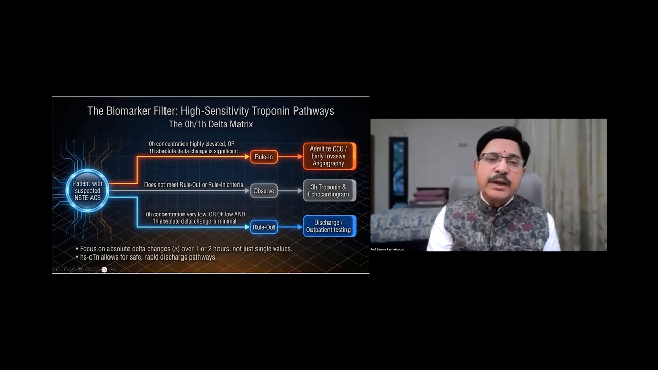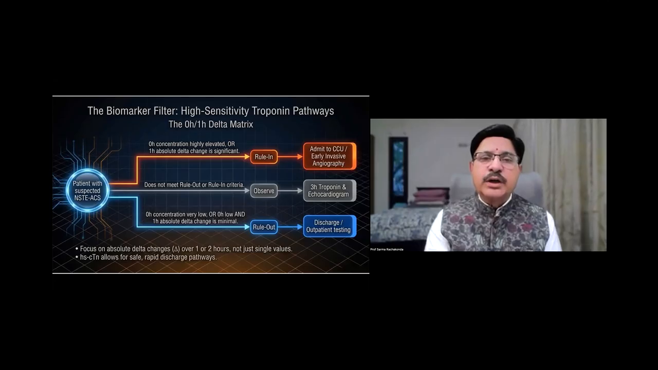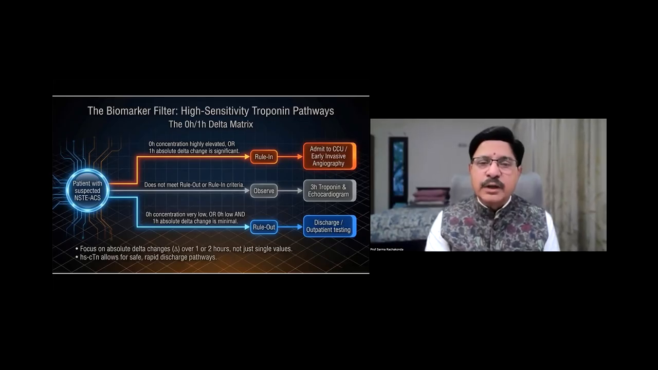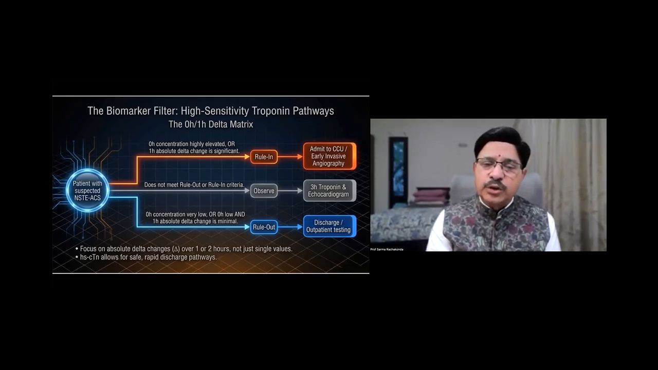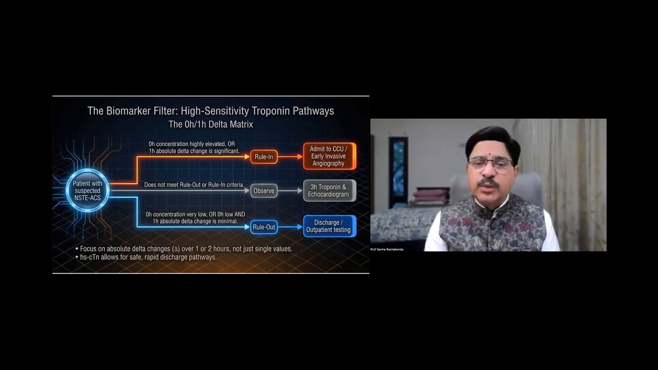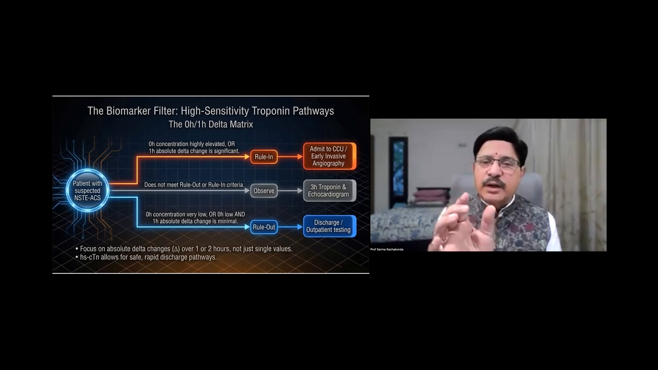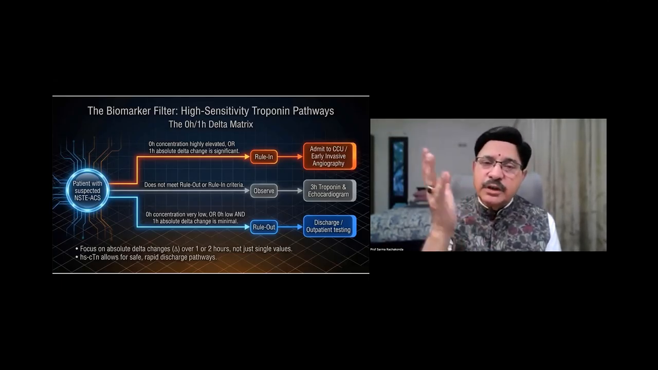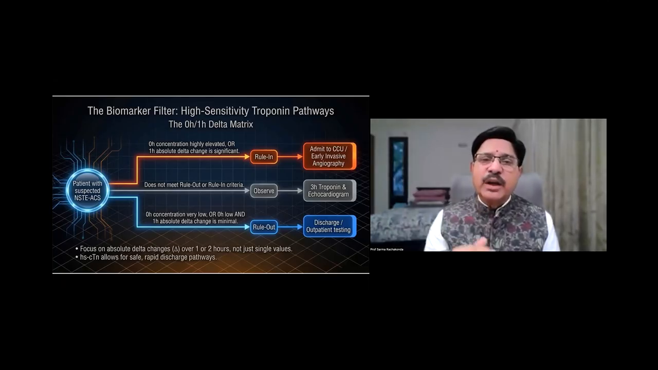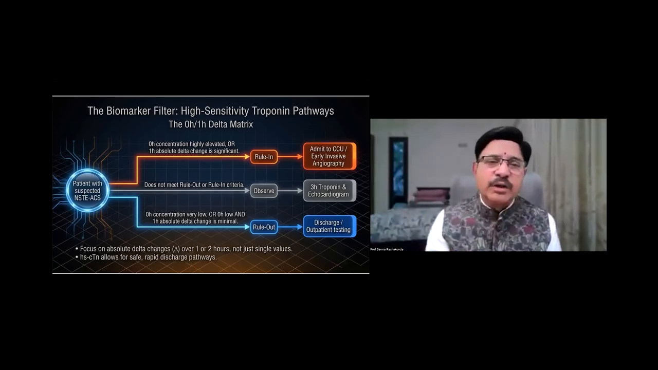Now there are 3 branches. First, 0 hour concentration very high or a significant absolute delta change. What is delta? Delta is the difference between the 0 and the 1, or 1 and the 2, or 2 and the 3. Delta means difference. Okay, 0 concentration highly elevated means how highly elevated? Above the 99th percentile of the normal value. What is the 99th percentile? I will tell you later on.